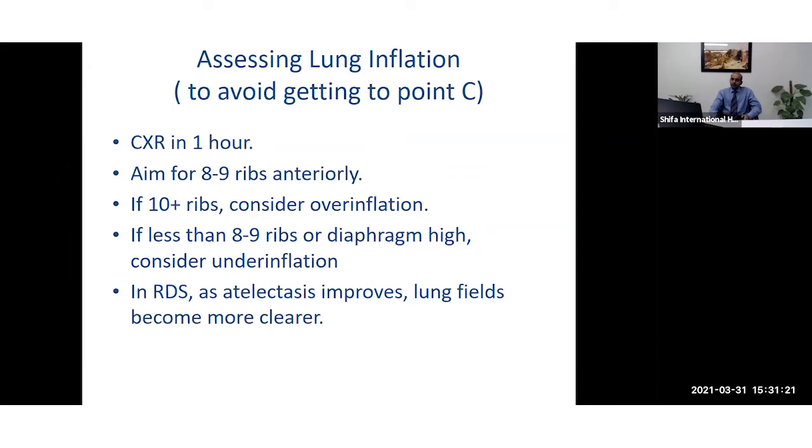Once the high frequency ventilation is started, the X-ray should be done within an hour or so, and our aim is to aim for 8 to 9 ribs anteriorly. And if there are 10 or more ribs on the X-ray, that would suggest that the lung is overinflated and we need to come down on the MAP. And if there are fewer than 8 to 9 ribs or the diaphragm appears high, that means that there is underinflation. And in RDS, as the atelectasis improves, the oxygenation improves, and the lung fields become clearer.